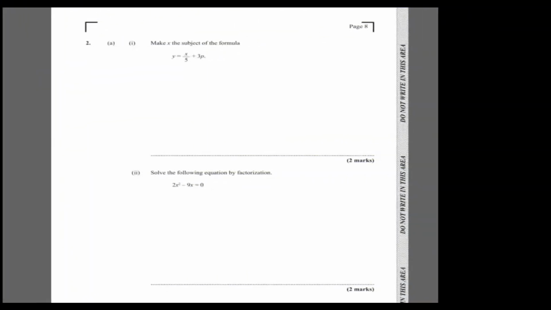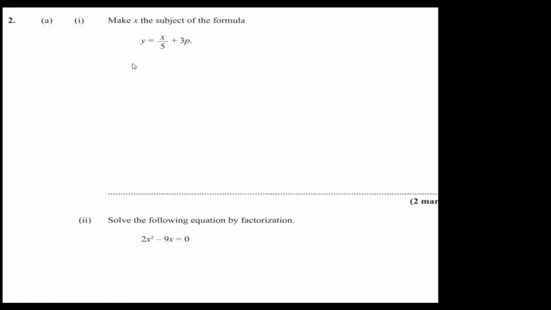Now we're going to question 2, which says to make x the subject. To make x the subject is very easy. All you have to do is make x be alone on this side. To make x be alone on that side, we're going to subtract 3p from both sides first. So subtract 3p from both sides to get y minus 3p is equal to x over 5.